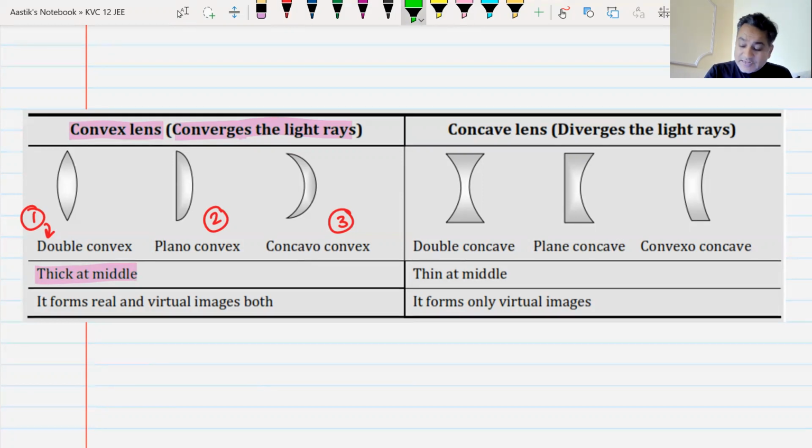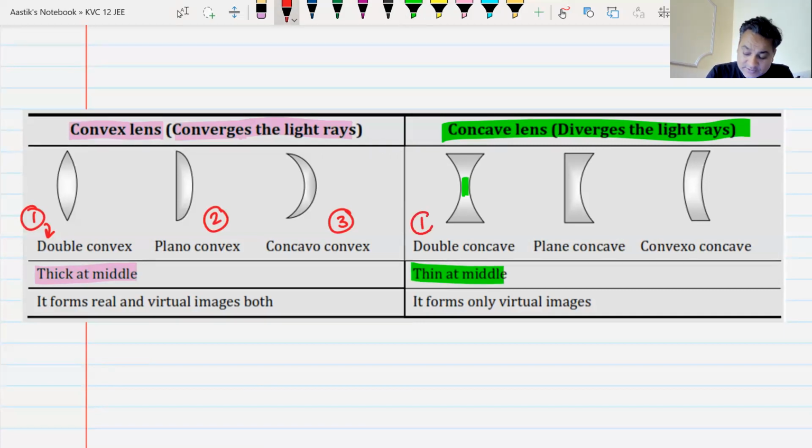Yes, sir. The other type of lens are known as concave lenses, which are diverging lenses. They diverge. They are thin at the middle. You can see the middle part. They are thinner and they are thicker at the edges. Three types. One is known as double concave, which is the lens that most of the time will come in the question. Both the sides are concave.